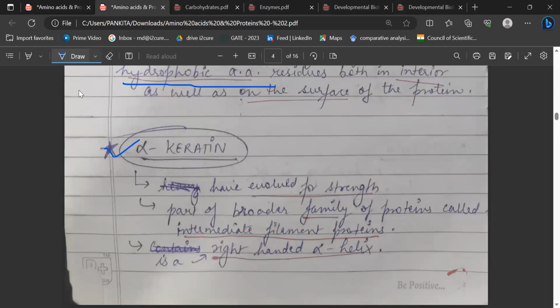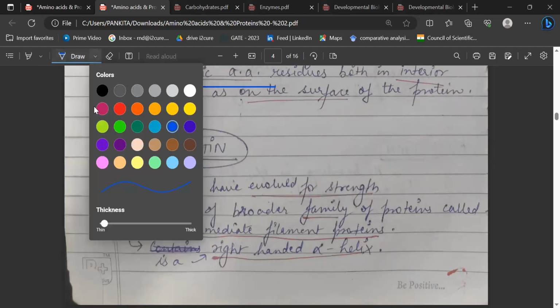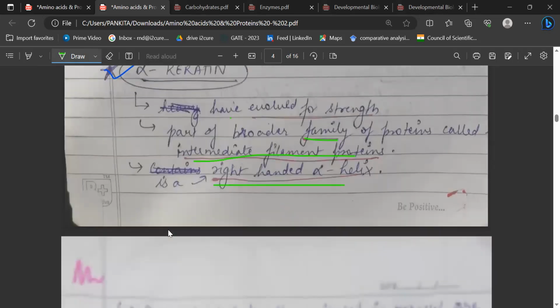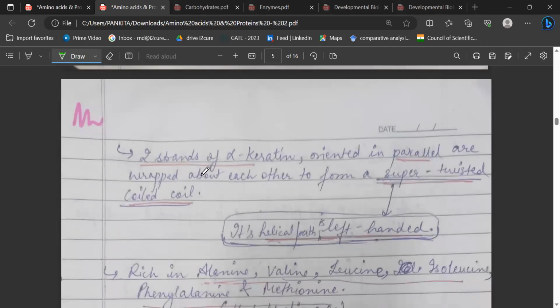The first fibrous protein which we talk about is alpha keratin. And alpha keratin basically is a protein that has evolved for strength, and it's a part of a family called intermediate filament proteins, and alpha keratin is a right-handed alpha helix. If two strands of alpha keratin are oriented in parallel, wrapped around each other, they form a super twisted coiled coil, and its helical path is left-handed.